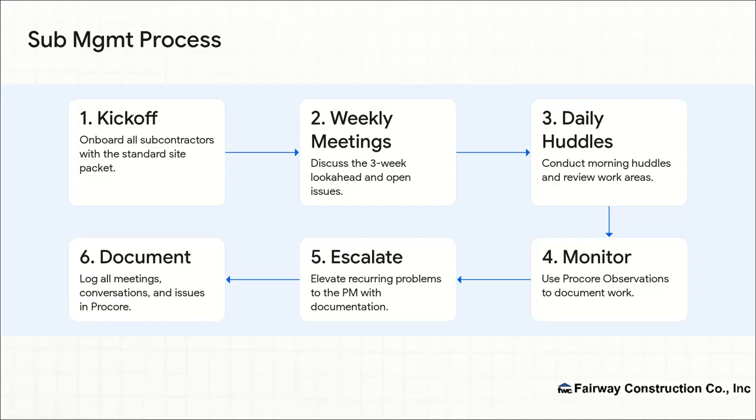It starts with a formal kickoff using our standard site packet. From there, it's a rhythm of weekly meetings and daily huddles. We constantly monitor performance using Procore observations to document both deficiencies and exceptional work. And if a problem keeps happening, we have a clear path to escalate it to the PM with documentation. The common thread through all of this: document everything in Procore.